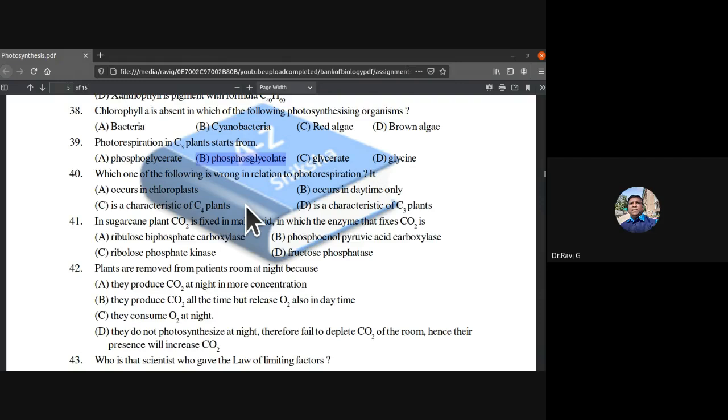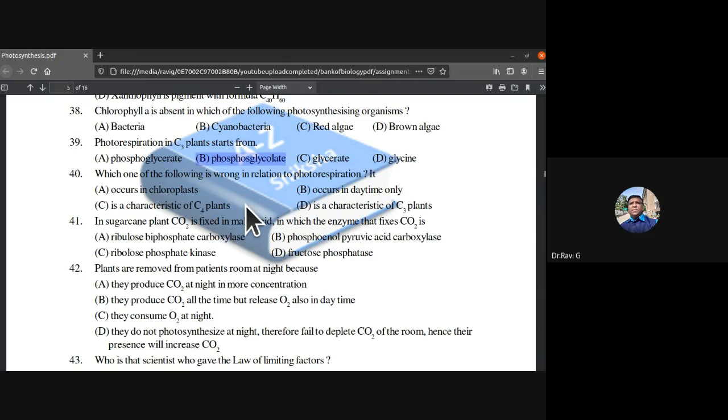So it's a waste process. You know about that, how RuBP, in presence of Rubisco, which has this active center filled by the oxygen, is going to produce phosphoglycerate and phosphoglycolate. So photorespiration in C3 plant starts from phosphoglycolate.